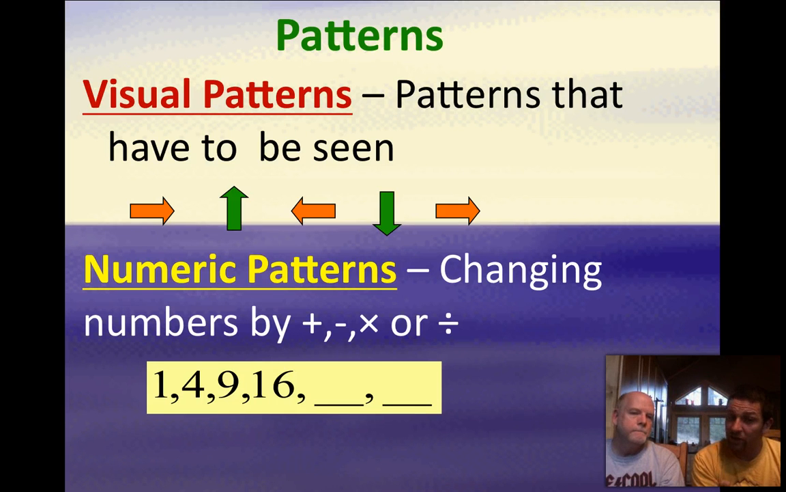And then the second pattern: Mr. Scritchfield said there's really two there. If you look at it, from 1 to 4, it's a difference of 3, and then 4 to 9, it's a difference of 5. 9 to 16, it's a difference of 7. So we're adding odd numbers in the sequence each time. So you could look at it two ways, and you're going to get to the same place.